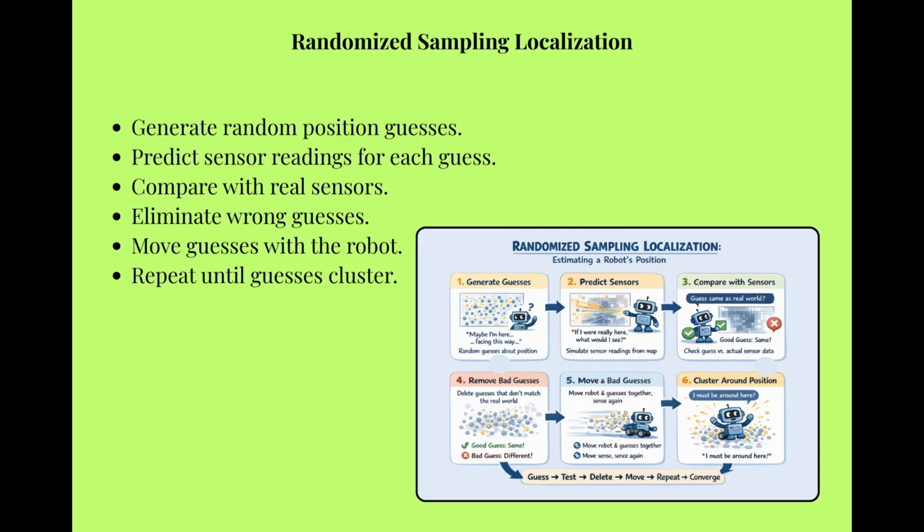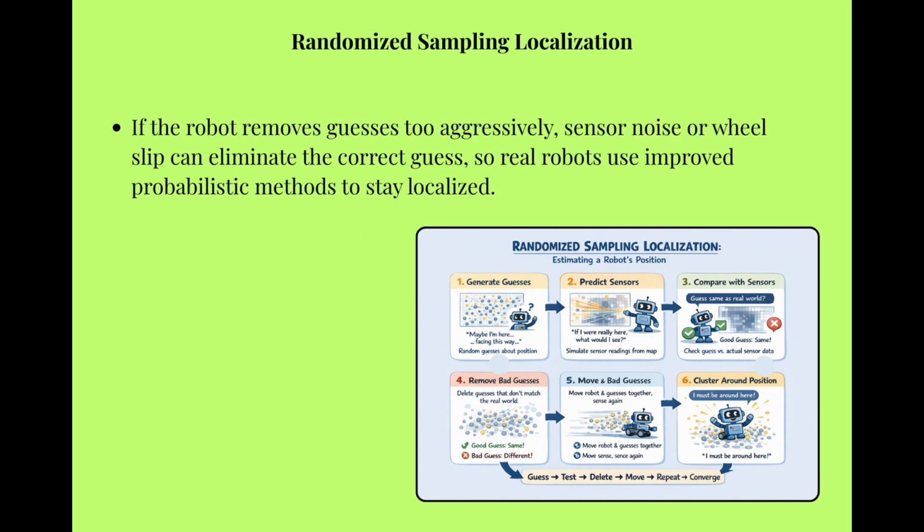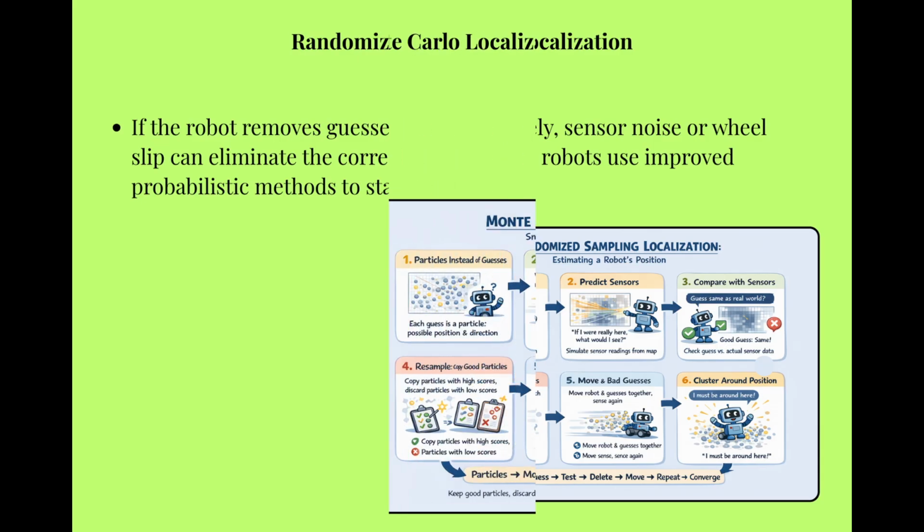This method is easy to understand, good for teaching, and works surprisingly well in simple environments. But it has a problem. If the robot throws away too many guesses too quickly, it can get lost, and it doesn't do a great job handling noisy sensors or wheel slip. That's why real robots usually use an improved version.